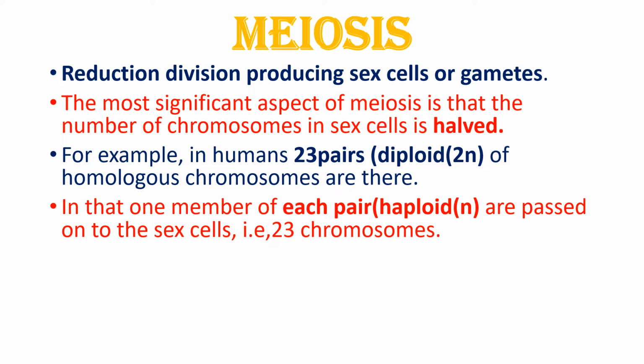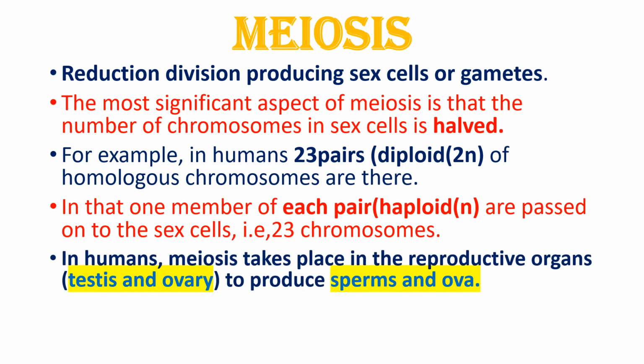Then what will be the number of chromosomes in sex cells of human beings? 23 chromosomes. That is haploid in nature, that we will represent N. In humans, meiosis takes place in reproductive organs. Yes, what are the reproductive organs of humans? In male, that is testis, and in female, that is ovary, to produce sperms and ova. Sperms from testis and ova from ovary.